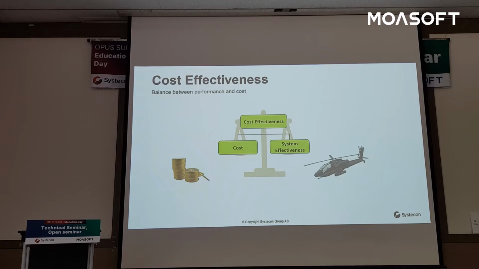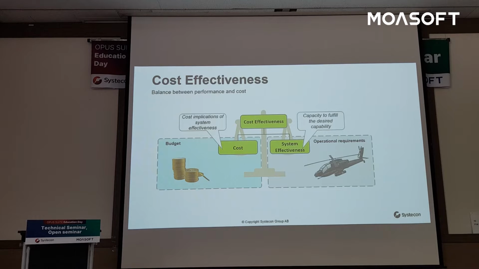So it's a balance between, as we said, the system effectiveness, which is the capacity to fulfill what we are trying to do. If we want to fly, we want to be able to fly. That depends on the operational requirements, but of course there is a budget and we need to balance this. The budget is the cost implication of the system effectiveness. Of course, we can invest in an infinite amount of spare parts, but that's not going to happen because it's too expensive, so we need that balance.